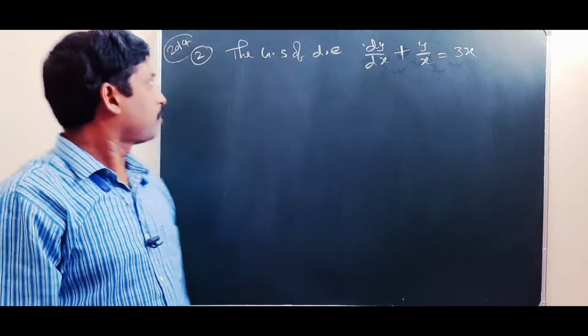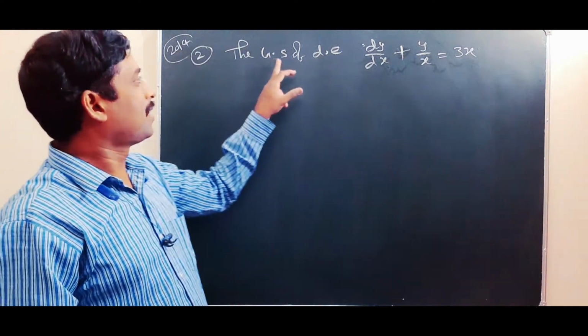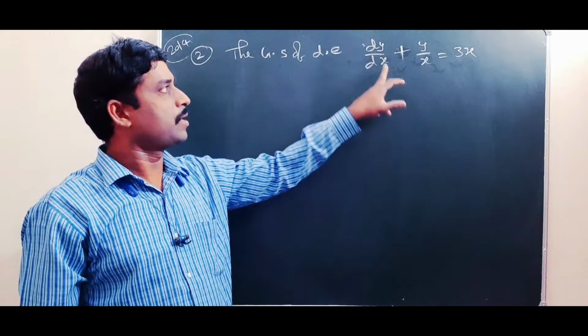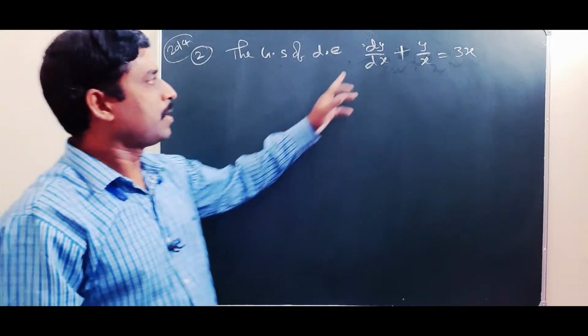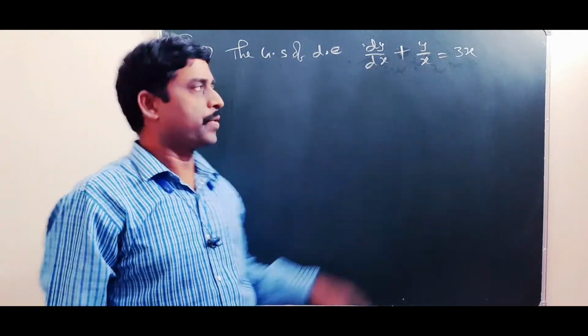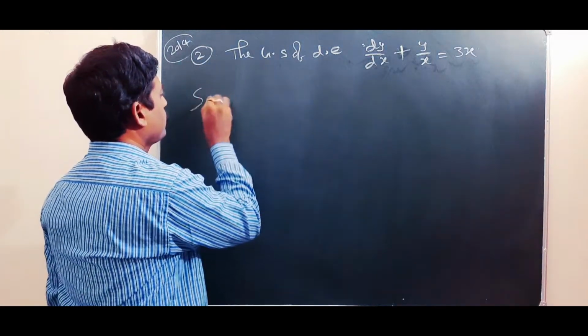Okay, let us go to the next problem. This is from 2014. The general solution of the differential equation dy by dx plus y by x is equal to 3x. On comparing with dy by dx plus Py is equal to Q, this is the linear differential equation form.